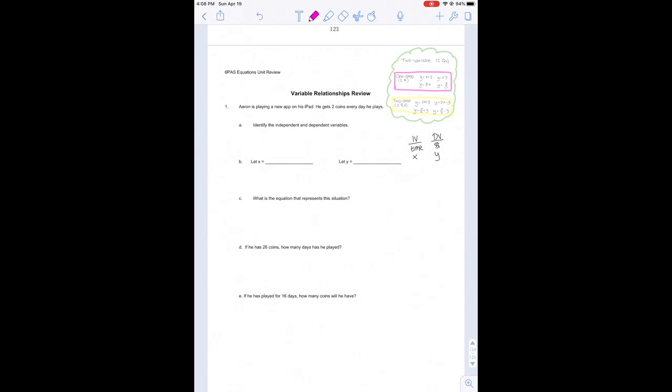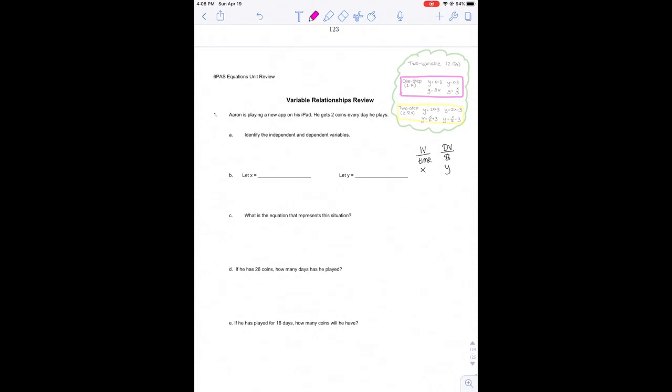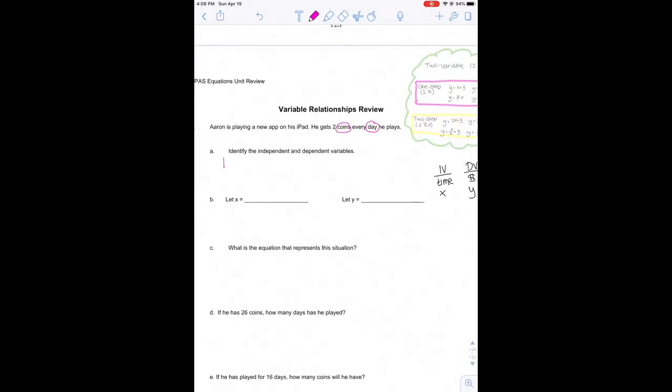So it says, Aaron is playing a new app on his iPad. He gets 2 coins every day he plays. Identify the independent and dependent variables. Well, what are our quantities? Coins and days. So one of them is going to be independent. One of them is going to be dependent. Time is almost always independent, and I think this is a case where it follows the rule. So the independent variable is going to be time, and the dependent variable is going to be coins.